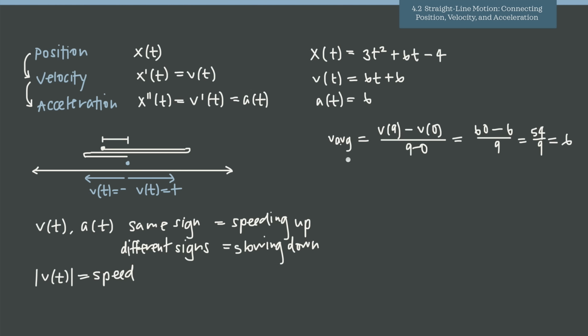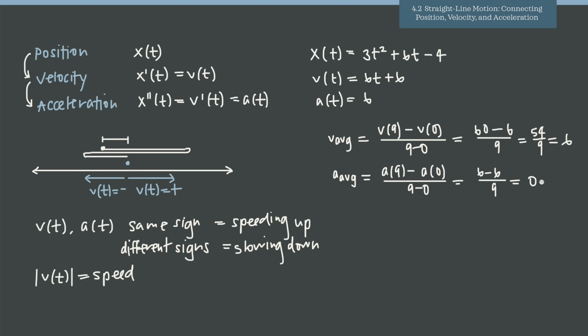Or if we wanted to find average acceleration, so let's say acceleration over the same interval between t equals 0 and t equals 9, we would set up this difference quotient, divided by 9 minus 0. When we plug 9 and 0 into the acceleration function, we just get 6 either way. So we're just going to get 0 in the numerator. So average acceleration between t equals 0 and t equals 9 is 0.